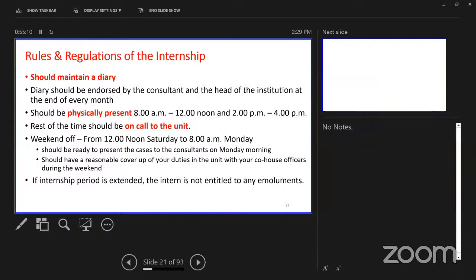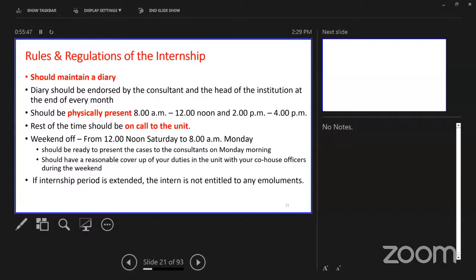Then, if the internship period is extended, the intern is not entitled to any allowances. We have seen that happen during my tenure. I have seen about 2 or 3 people getting their internship terminated or extended due to various reasons. And if it is extended, the intern is not entitled to any of the allowances for that period. So keep that in mind. There are various issues that come up.